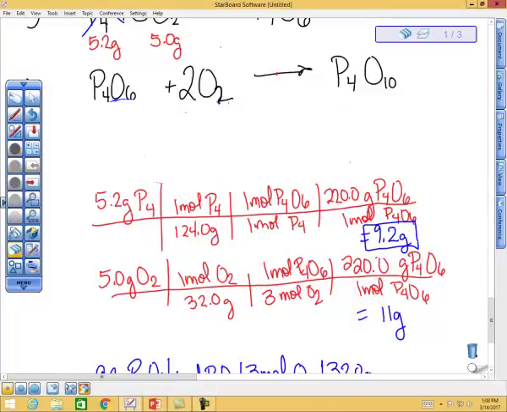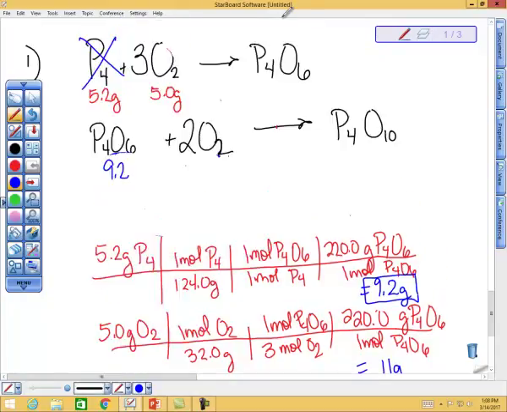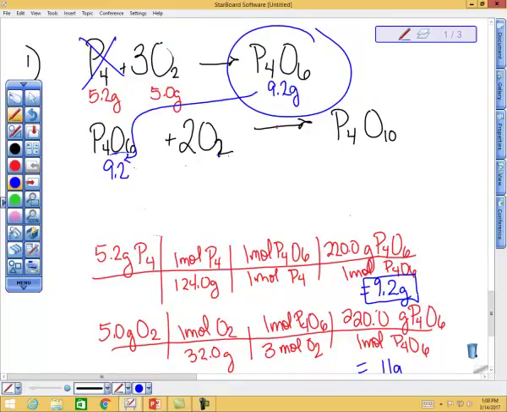Alright, so you have 2 different answers, and the lesser amount is the maximum amount of P4O6 that we can make. So, looks like we were able to make 9.2 grams of P4O6. So on the original reaction, the maximum amount of this that we can make was 9.2 grams. I'm going to take that quantity and move it over into that second reaction. So that's the amount of P4O6 that we would have inside of the container.